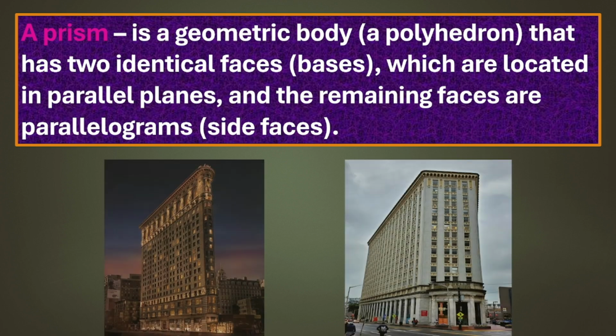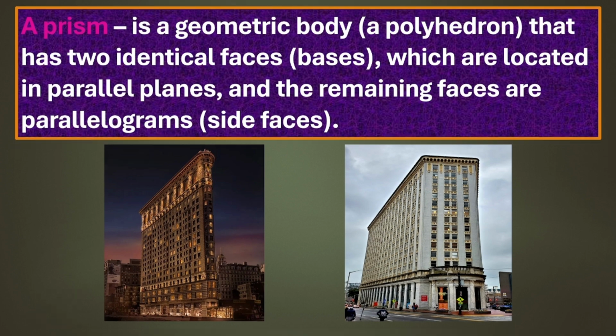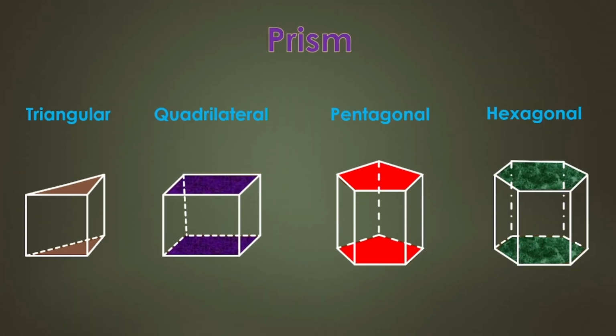Here are these interesting prisms in front of you. So in geometry, there are different types of prisms: triangular, quadrilateral, pentagonal, hexagonal, and so on. So the base of a triangular prism is a triangle. The base of a quadrilateral prism is a quadrilateral. The base of a pentagonal prism is a pentagon. The base of a hexagonal prism is a hexagon.